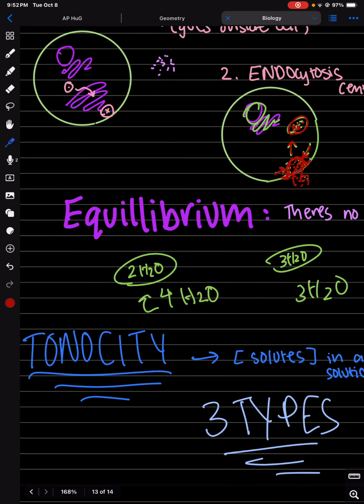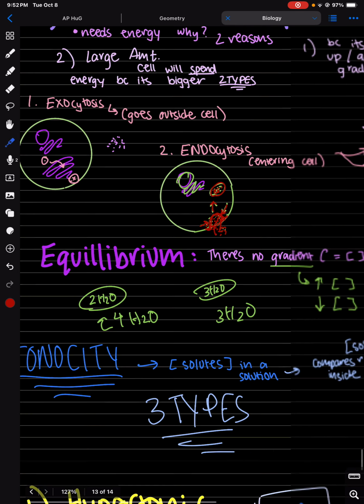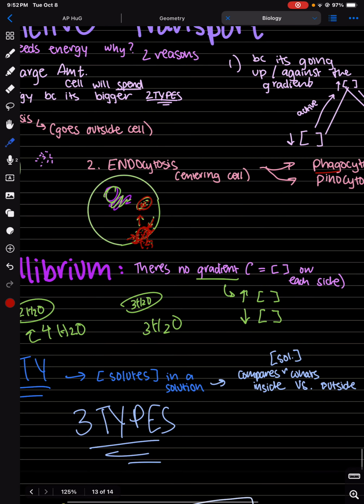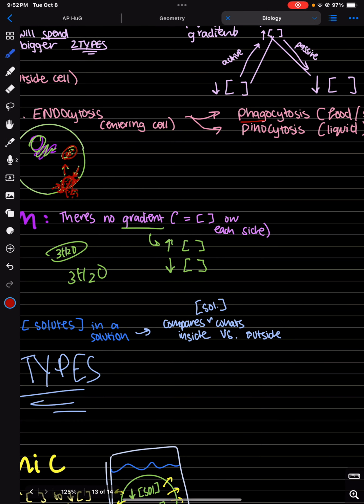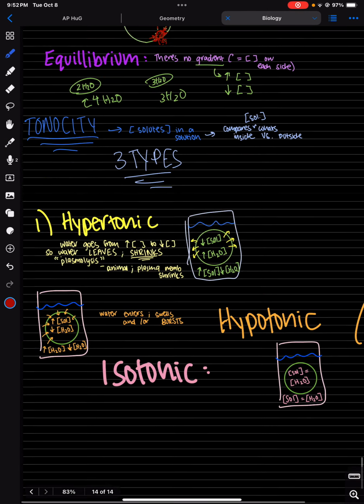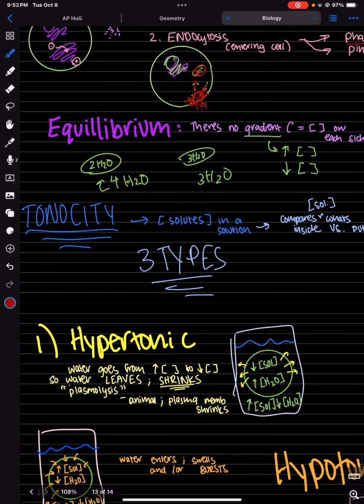Tonicity. Tonicity refers to the concentration of solutes in a solution. It basically compares the concentration of what's inside something versus what's outside of something. Hold on with me. There are 3 types, okay? 3 types right here. Number 1, hypertonic solutions.